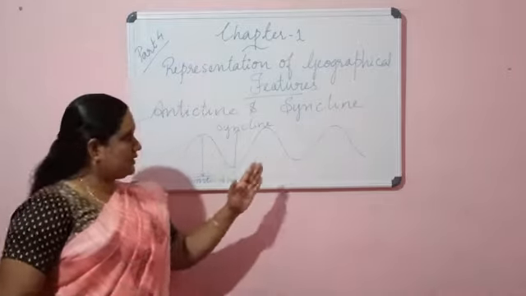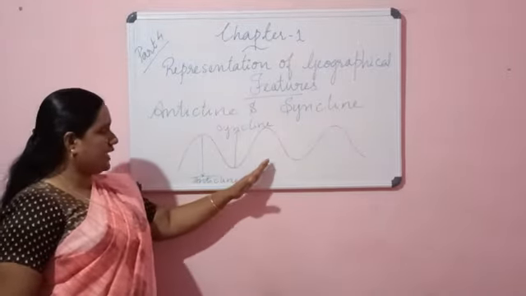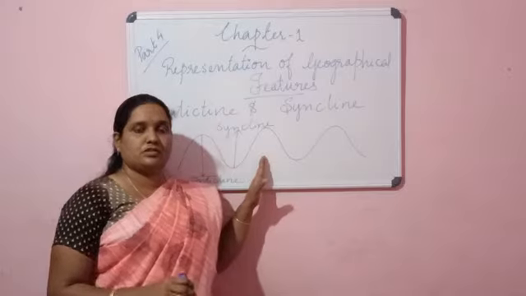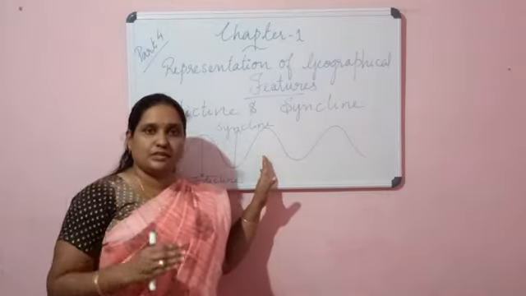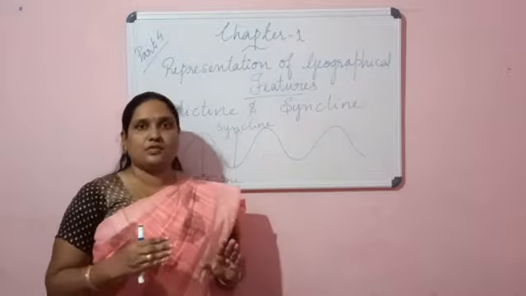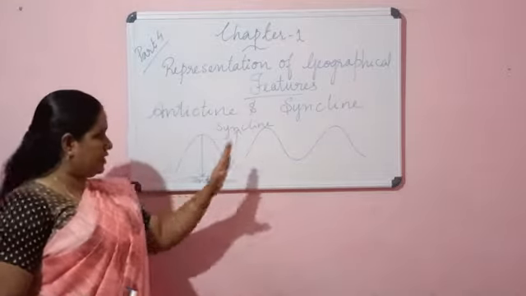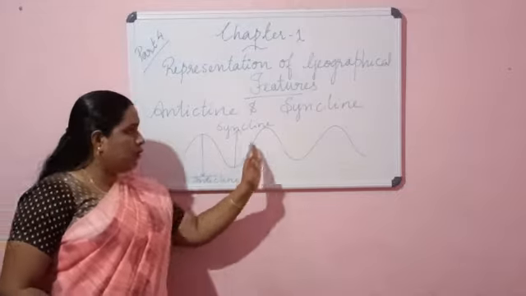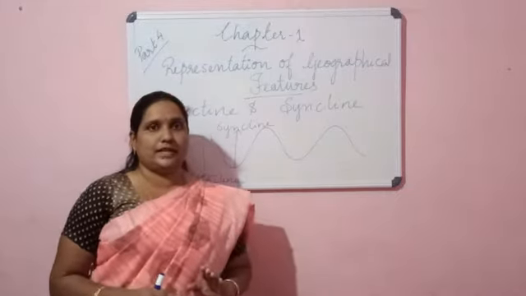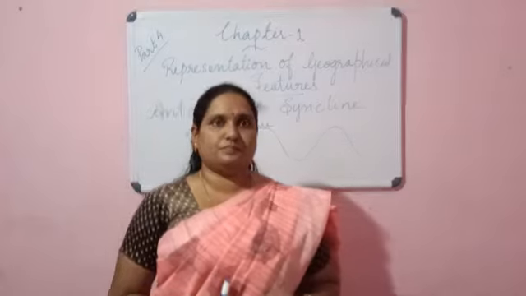Here, just understand that anticlines and synclines are geographical features which we usually see in a geography book, and when we study geography, this type of feature is very important. It is a wave-like feature, and the upward fold is called an anticline and the downward fold is called a syncline. So let's move to the video.